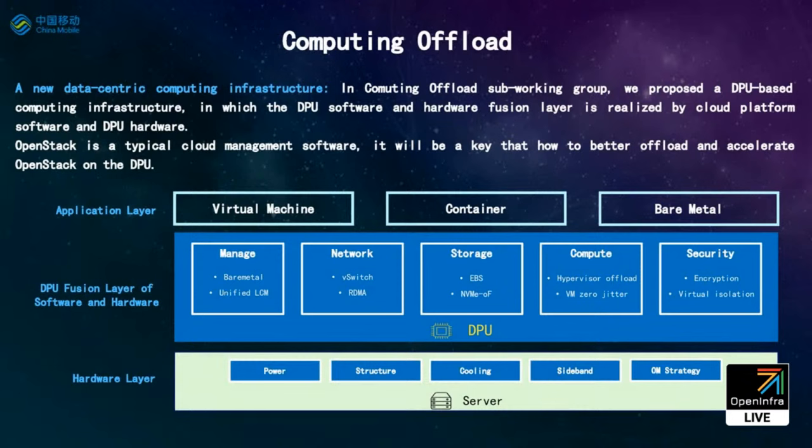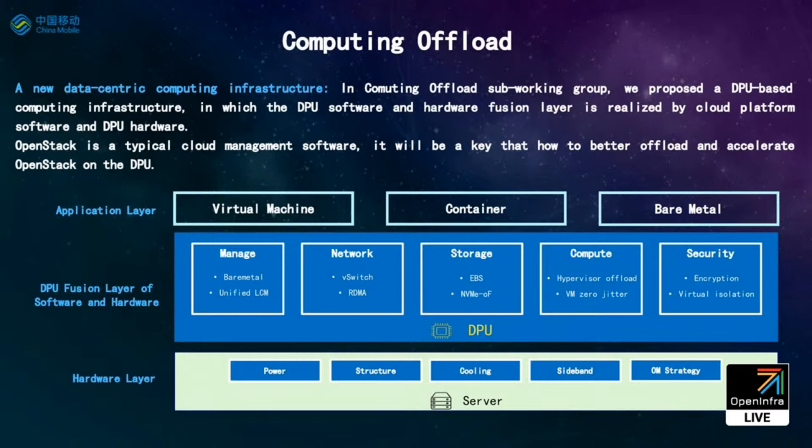In this group, we proposed a DPU-based computing infrastructure in which the DPU software and hardware fusion layer is realized by cloud platform software and the DPU hardware. This infrastructure contains five systems, including management, network, storage, compute, and security. The management system is focused on unified lifecycle management, including virtual machine, container, and bare metal.